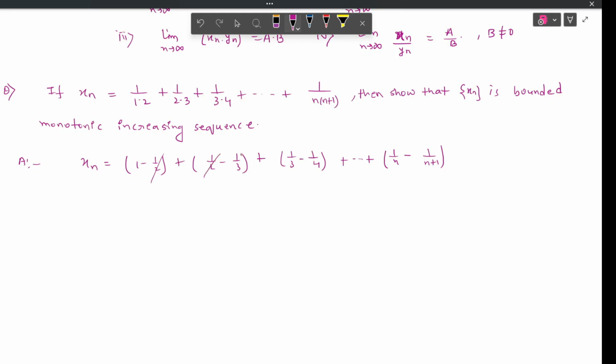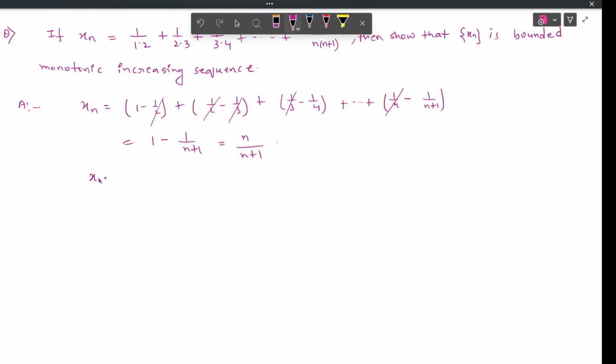So see, these values are cancelling out. So this will cancel out. So we will get 1 minus 1 by n plus 1. That is n plus 1 minus 1, that is n by n plus 1. Similarly, we can say x of n plus 1 is, putting n plus 1 in place of n, n plus 1 by n plus 1 plus 1, that is n plus 2. If we take the difference xn plus 1 minus xn, it will be n plus 1 by n plus 2 minus n by n plus 1. It will be 1 by n plus 1 into n plus 2.